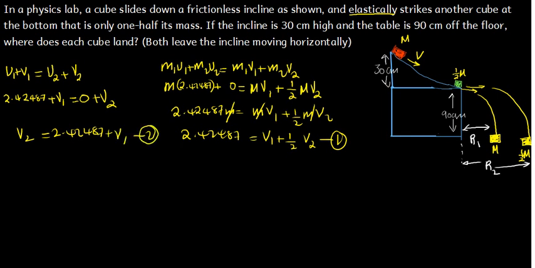So now we are going to solve the two equations simultaneously. In the first equation, where there is v2, I'm going to substitute this term. So 2.42487 is equal to v1 plus half, and where there is v2, we are going to put 2.42487 plus v1.